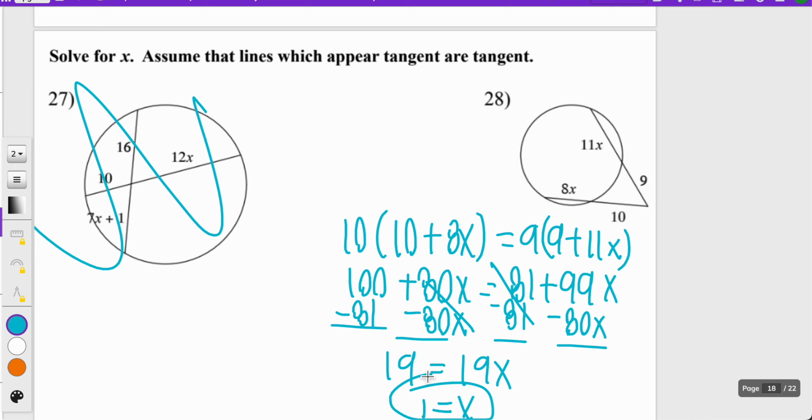Okay, that'll conclude our quiz review on 10.4 through 10.6.